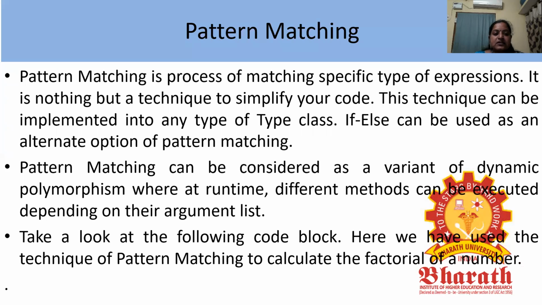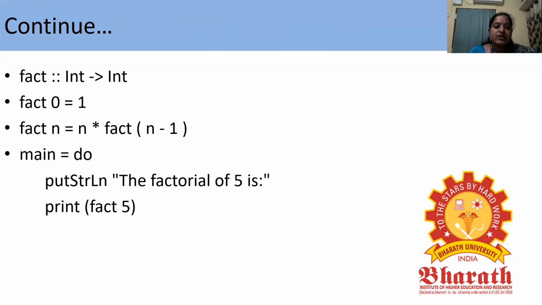Next one, pattern matching. Pattern matching is the process of matching specific type of expressions. It is nothing but a technique to simplify our code. This technique can be implemented on any type class. If-else can be used as an alternate option to pattern matching. Pattern matching can be considered as a variant of dynamic polymorphism, where at runtime, different methods can be executed depending on their argument list. Take a look at the following code block. Here we have used the technique of pattern matching to calculate the factorial of a number. So this is an example for pattern matching.